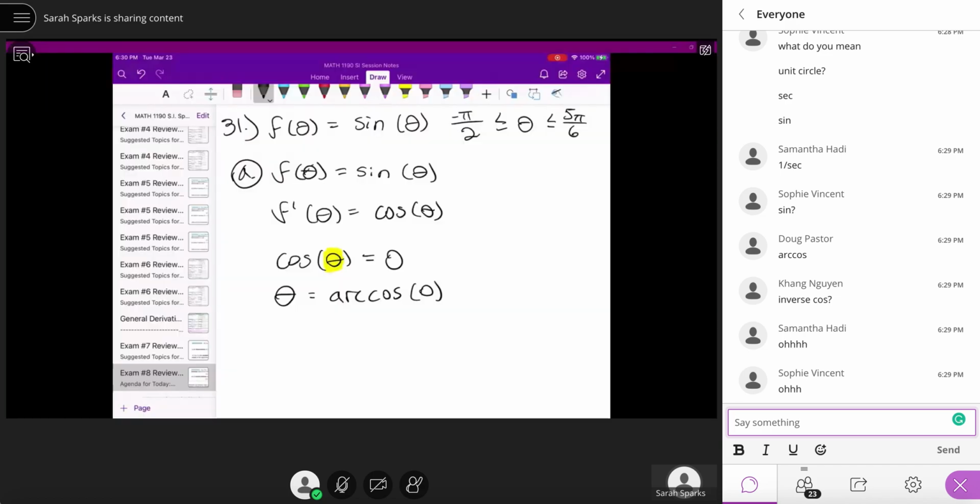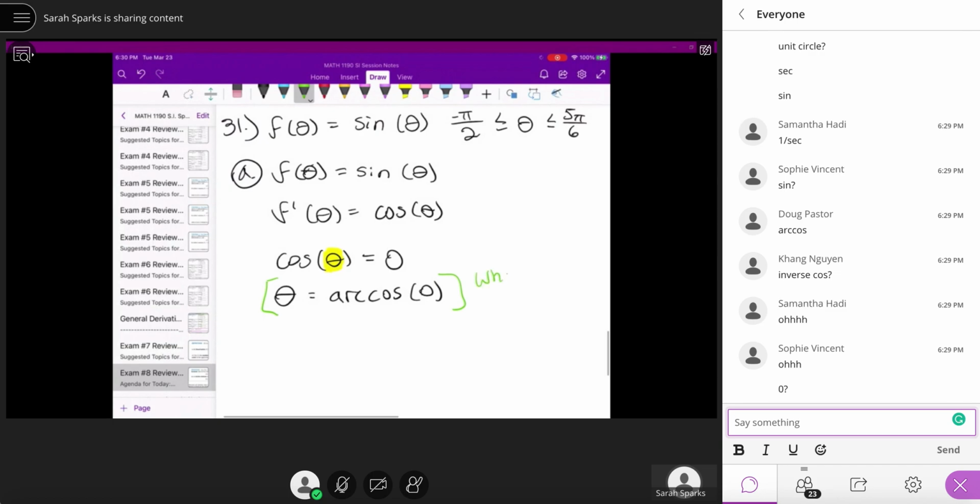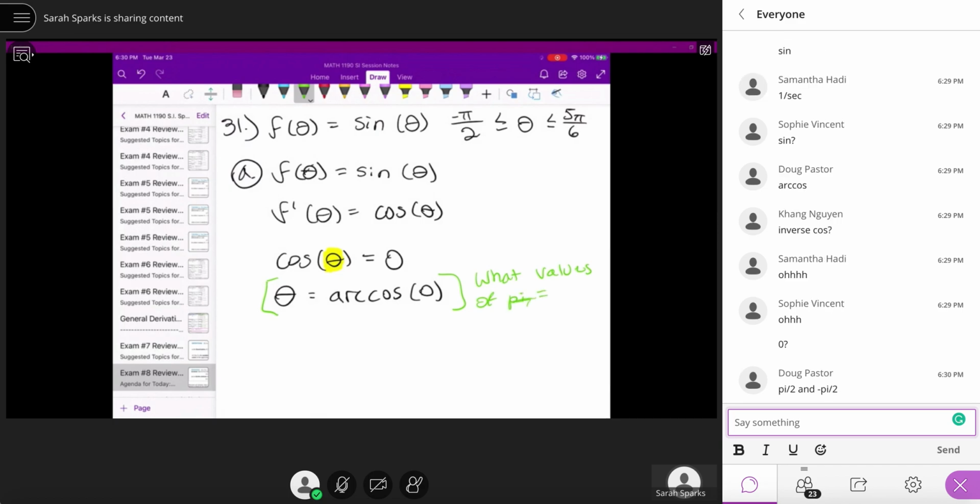And then if you think back to your unit circle, at what values of pi is cosine equal to 0? So in this step, we're asking what values of cosine equal 0? Yeah, pi over 2, negative pi over 2. Those are both good ones.